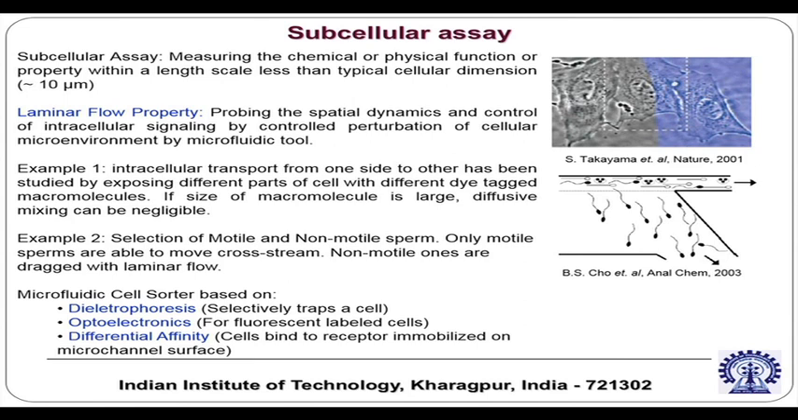So I can give you one or two examples, like intracellular transport from one side to the other has been studied by exposing different parts of the cell with different dye tagged macromolecules. If the size of the macromolecule is large, then diffusive mixing can be negligible.